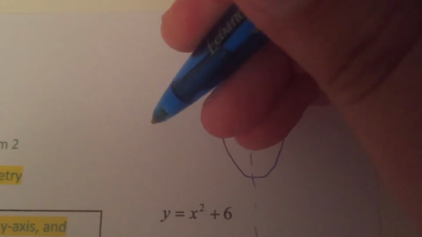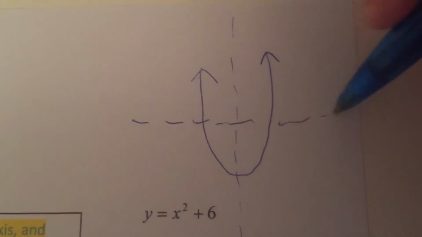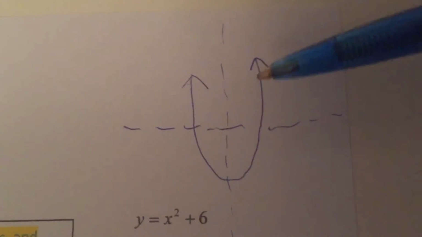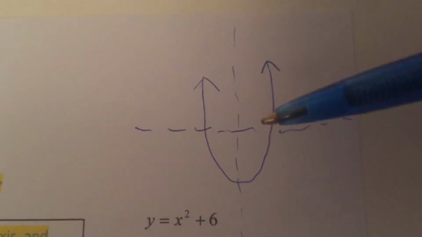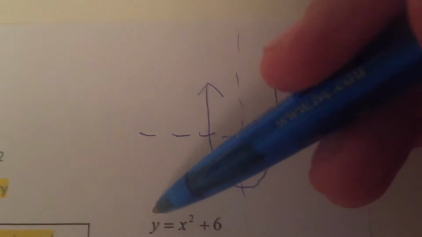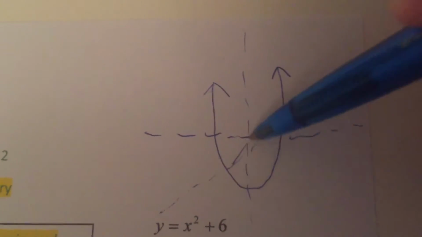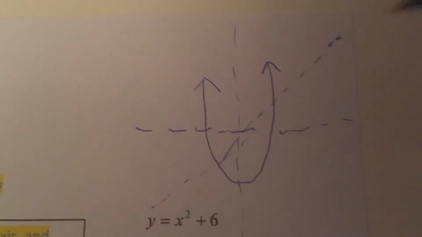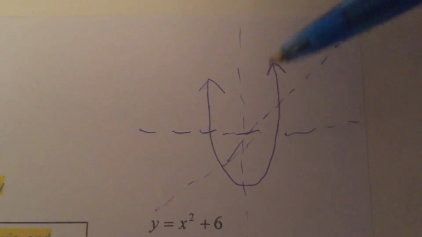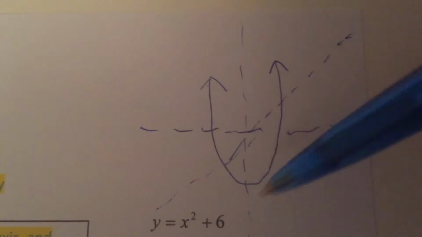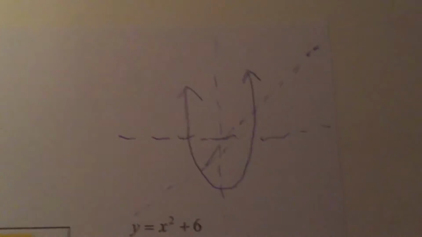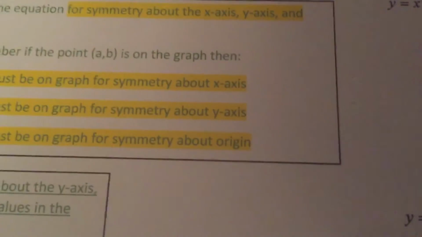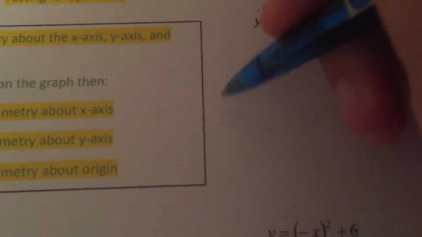Now the x-axis goes this way. So it couldn't be symmetrical about the x-axis because it doesn't fold. It wouldn't be the same. And then if we're going for origin, we would go this way. Sorry, that's not a very good line. And it wouldn't fold diagonally either. So it makes sense that it would only be the y-axis because it is a quadratic. So there we go.